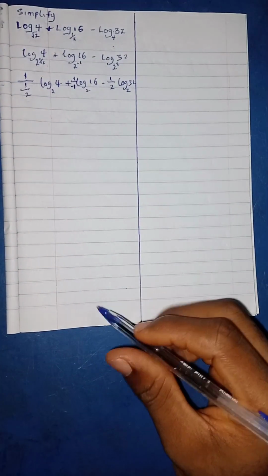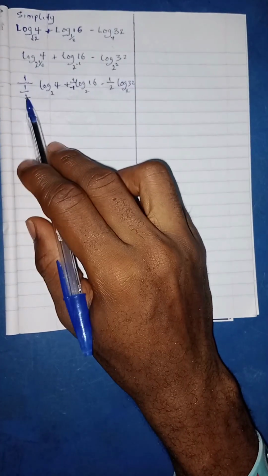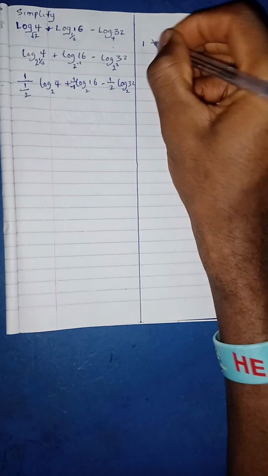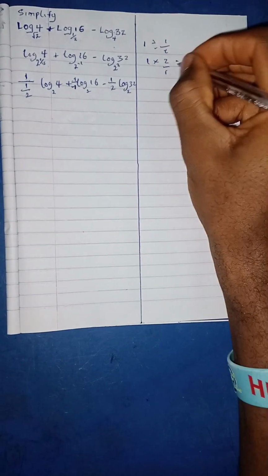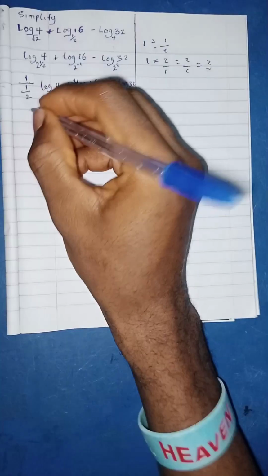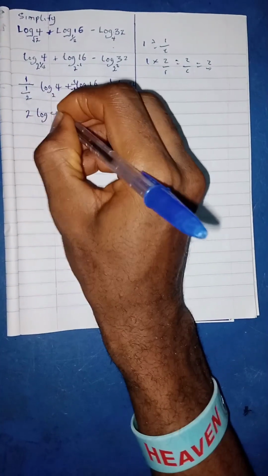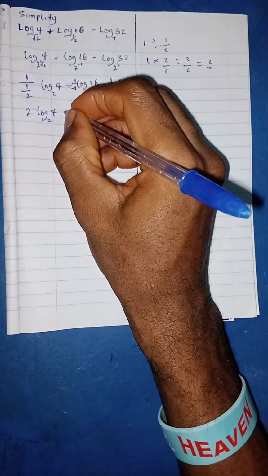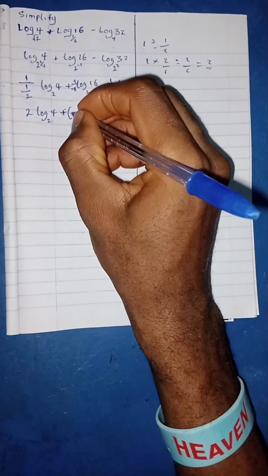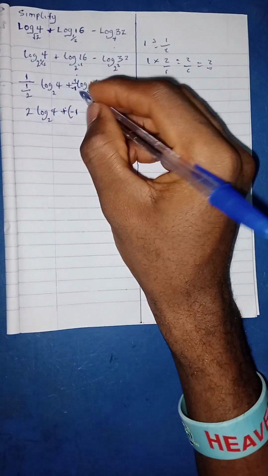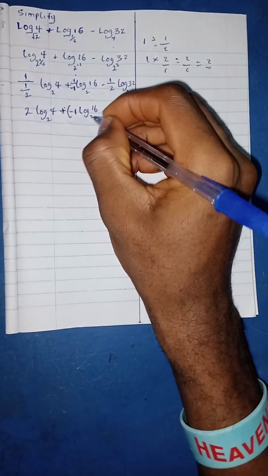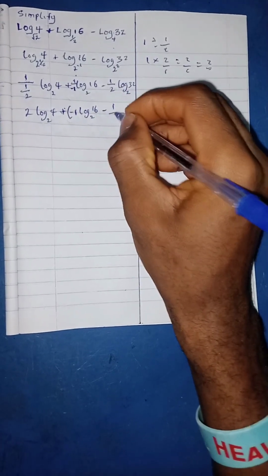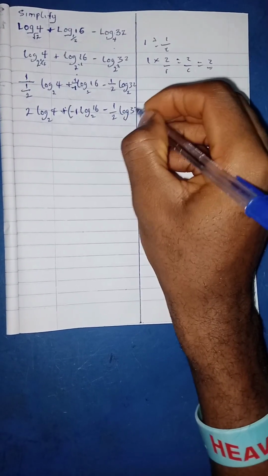Alright, so this 1 divided by 1 over 2, same thing as saying 1 times 2 over 1, which is equals to 2 over 1, which is equals to 2. So this is 2 log 4 to the base 2 plus minus 1. 1 divided by minus 1 is minus 1 log 16 to the base 2 minus 1 over 2 log 32 to the base 2.